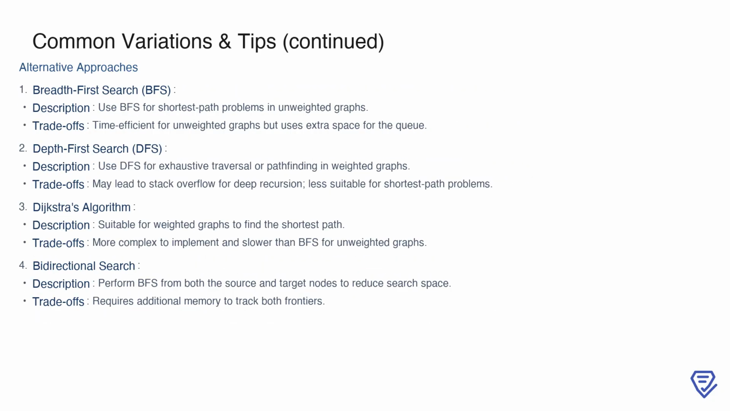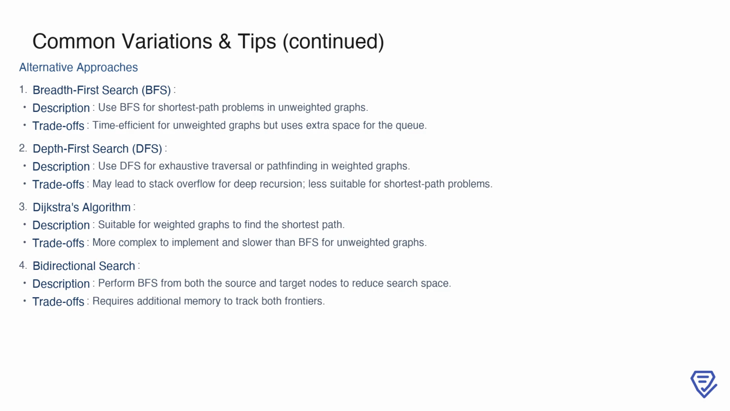Finally, let's look at some alternative approaches you can use for problems like this. Breadth-first search, or BFS, is a go-to method for shortest path problems in unweighted graphs. It's time-efficient but does require extra space for the queue. Depth-first search, or DFS, is another option, typically used for exhaustive traversal or pathfinding in weighted graphs. However, it can lead to stack overflow in cases of deep recursion and is less suitable for shortest path problems.